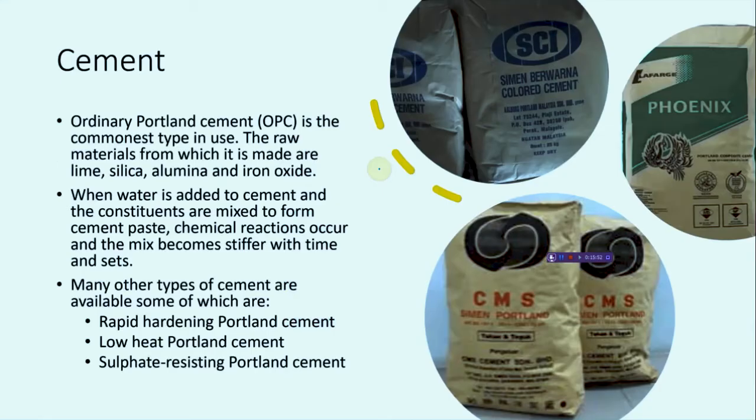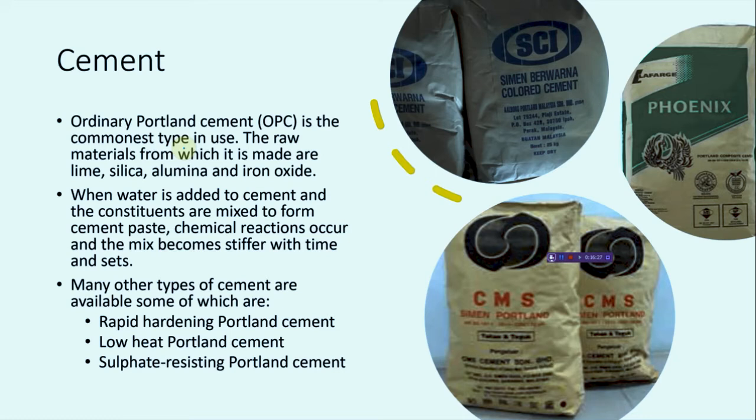We're going to the next slide, which is cement. So cement I cerita sikit lah. Here we have the ordinary Portland cement. OPC is common type used. The raw material from which it is made from lime, silica, aluminium and iron oxide. When water is added to cement, the constituents are mixed to form cement paste. Chemical reaction occurs and the mix becomes stiffer with time, set.